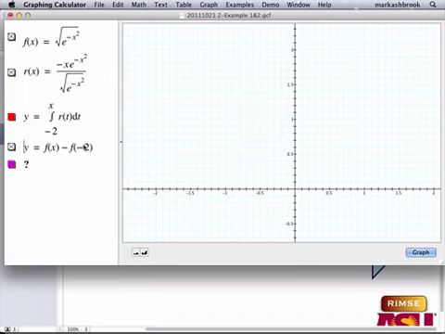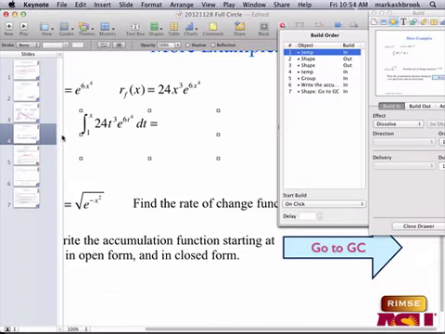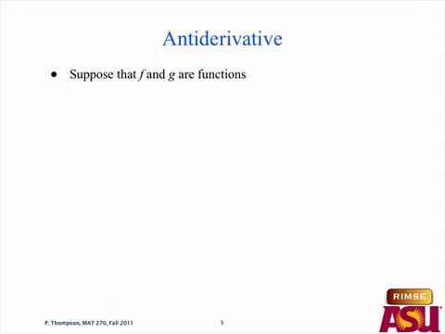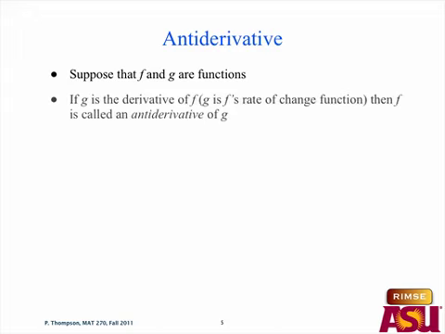Okay, so everything we're gonna talk about now is really the same thing. We're just gonna add some new language. We're gonna add the terminology antiderivative. The ideas really aren't new. It's just again a new terminology. So suppose f and g are functions. If g is a derivative of f, meaning that g is the rate of change of f, then f is called an antiderivative of g.